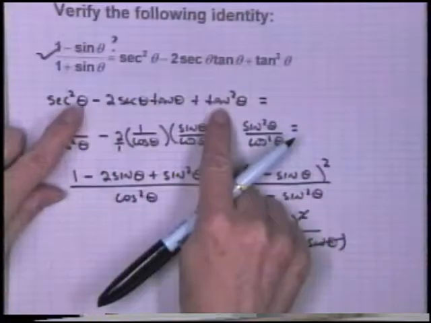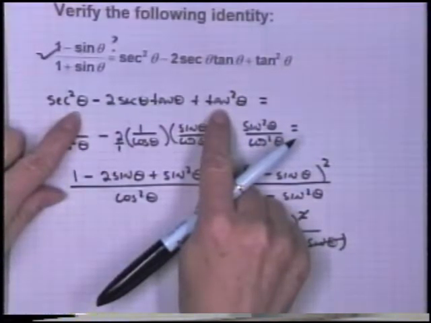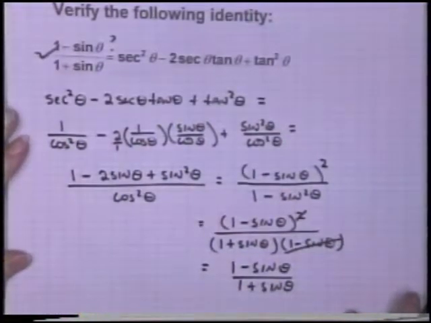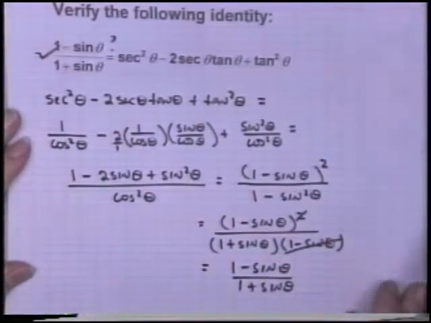Now again, you probably could be just as successful factoring here. This would factor as secant theta minus tangent theta quantity squared, and then you could perhaps work from there.